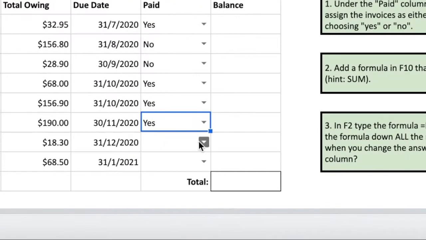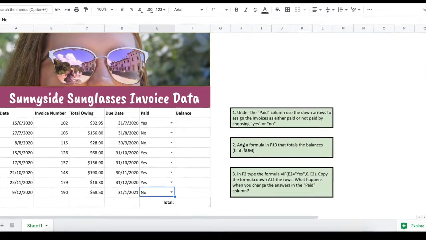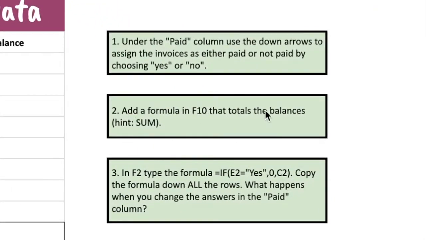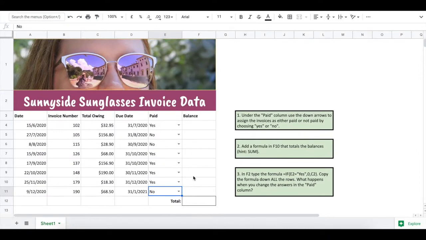Notice how we've got some down arrows that can show you how to do that another time. That's not what's important for this lesson. Number two, add a formula in F10 that totals the balance. Well, we need to get the balance, don't we? So that probably should be number three. But anyway, in number two, how do we get the balance?